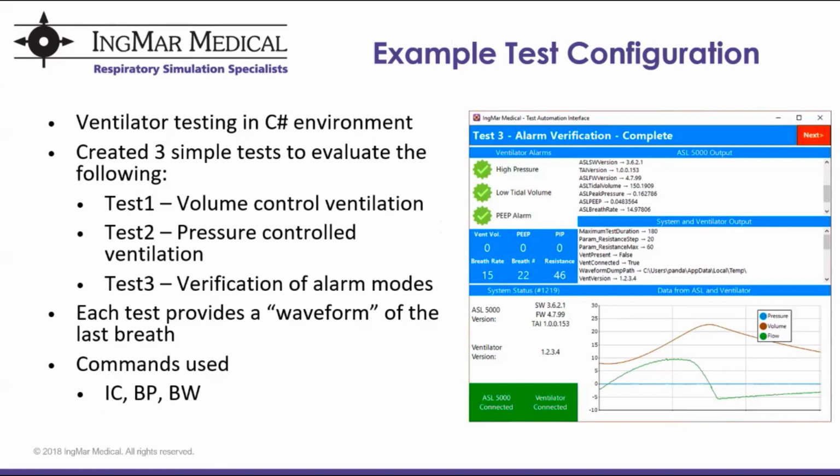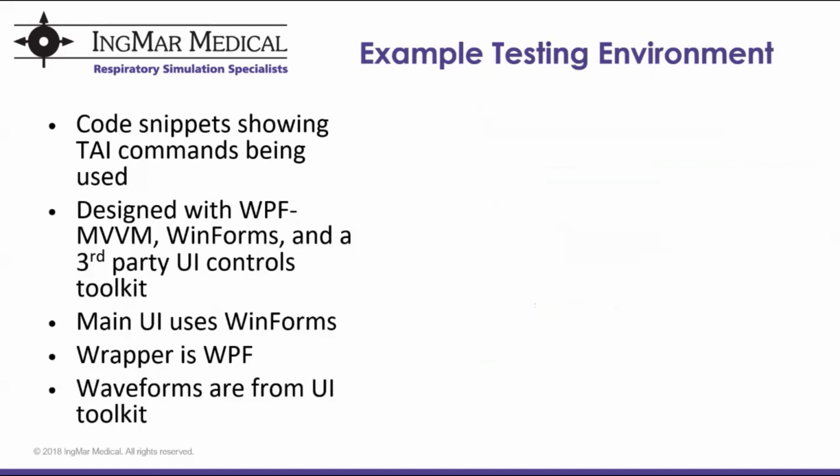And the third test is geared at triggering and validating alarms from the ventilator. Here, we use the interactive control option to increase resistance during the simulation to force the ventilator to alarm. Our goal is to trigger the low tidal volume alarm by reducing flow to the vent by increasing the resistance over time. Here are some code snippets showing the TAI command in use.